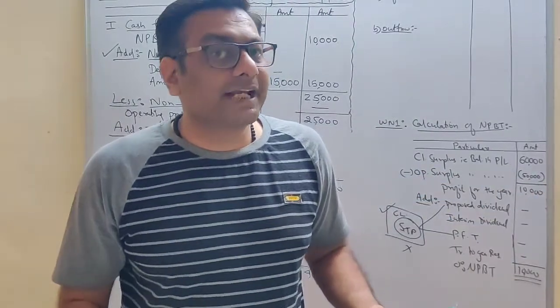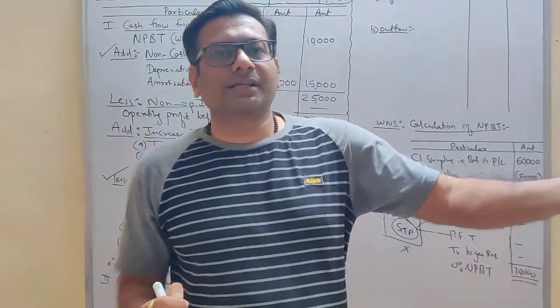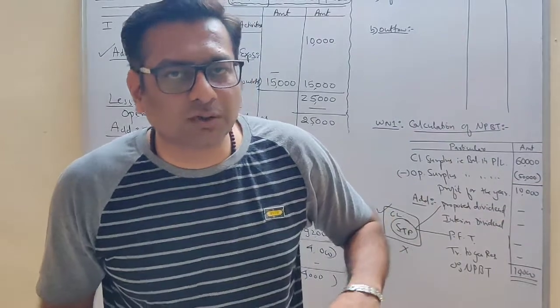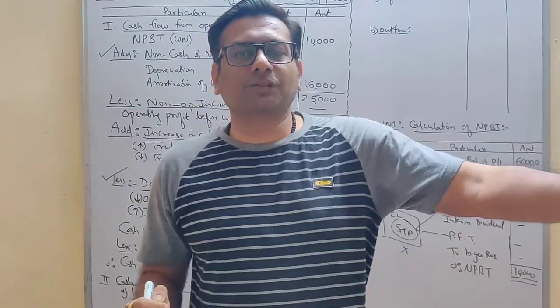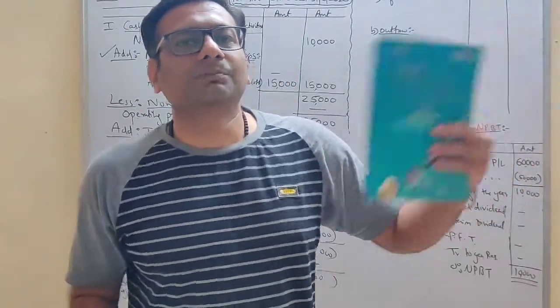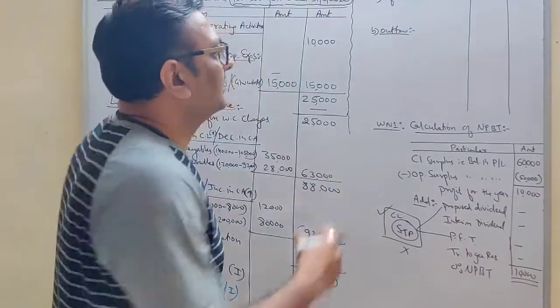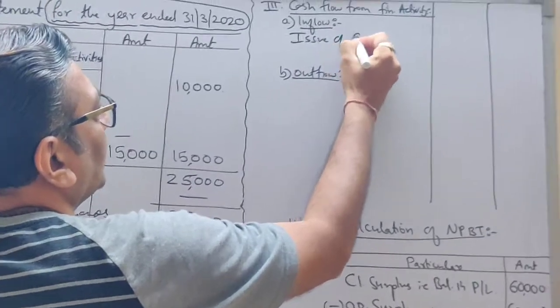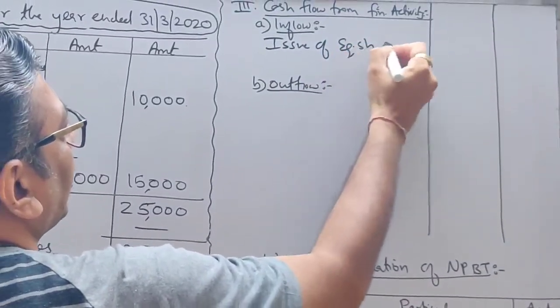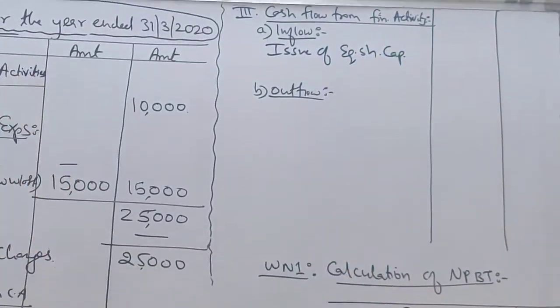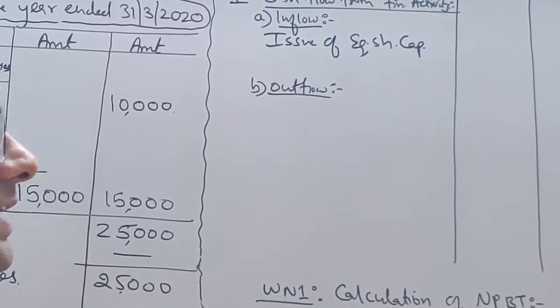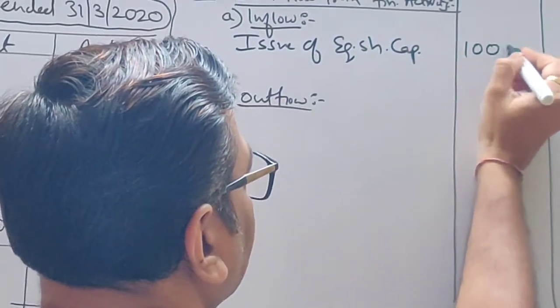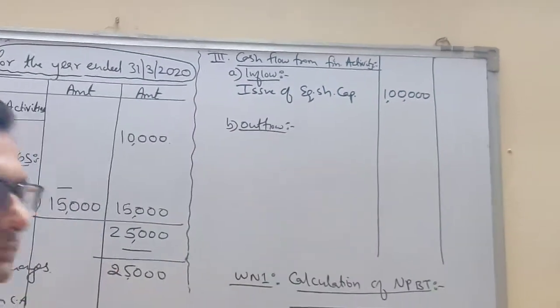And tell me, students, think and answer me. If you are issuing shares, will cash come in or go out? Whenever a company issues shares to the public, the company gets money. Cash is coming in. So you will write it as inflow, issue of equity share capital. And you have to write the difference, 4 lakh minus 3 lakh. So the difference is 1 lakh.